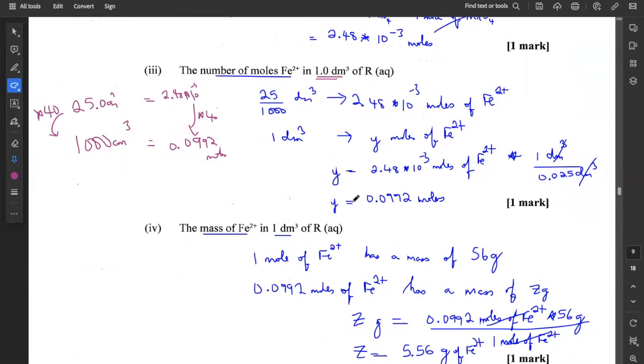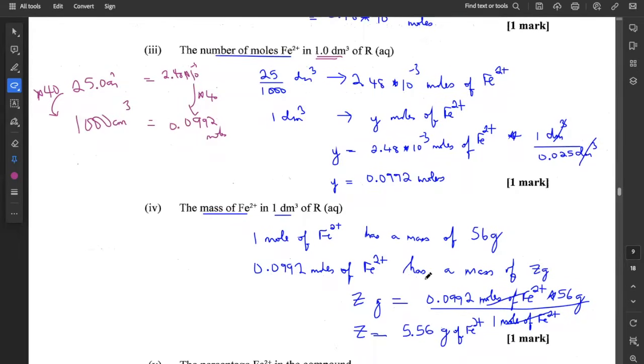So in this previous step in part 3, we know that there are 0.0992 moles of Fe2+ in 1 dm³, right? So if we're supposed to find out the mass, then in 1 dm³, we just have to convert these moles to mass, right? So I said down here, a mole of Fe2+ has a mass of 56 grams, right? Therefore, 0.0992 moles of Fe2+, which is what we have in 1 dm³, has a mass of, Z's are unknown, Z grams, right? So then Z grams is going to be equal to, again, a little cross multiplication situation where we're going to do 0.0992 moles times 56.